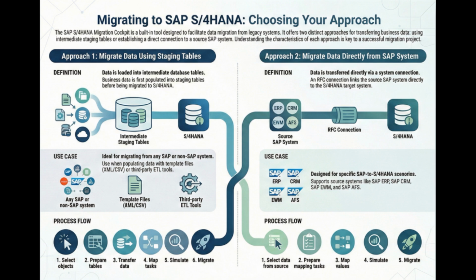And then comes the development package selection, which you said has massive implications. Massive. This choice dictates whether your project can be transported through your landscape. So if I pick the local package, the TMP one, what does that lock me into?